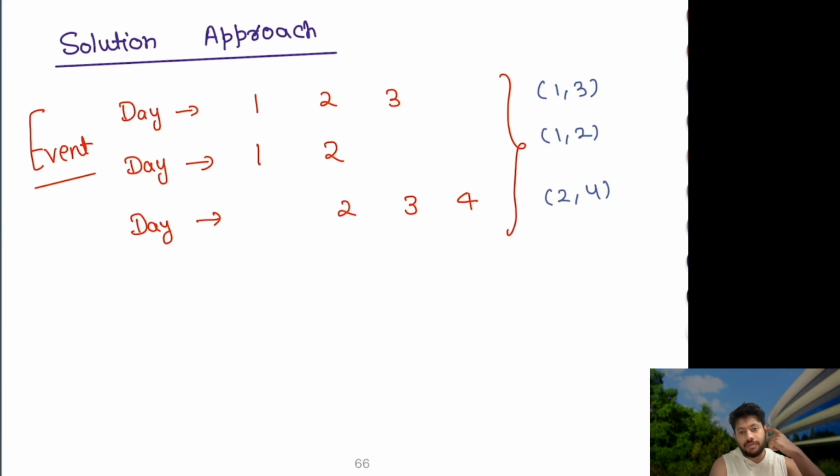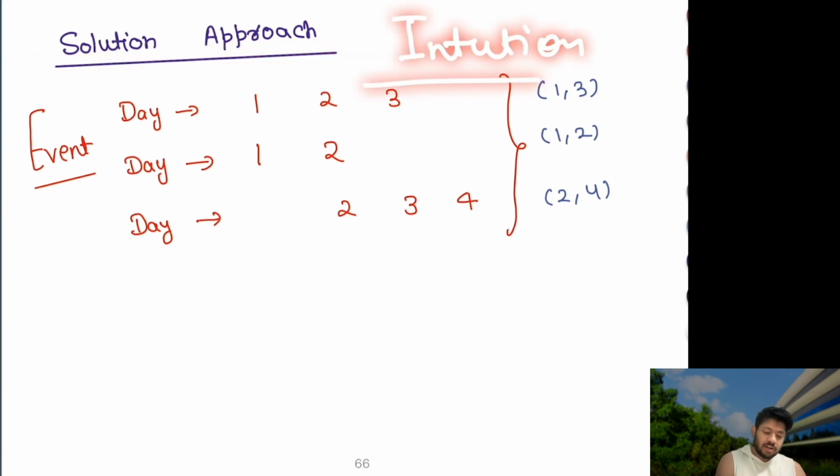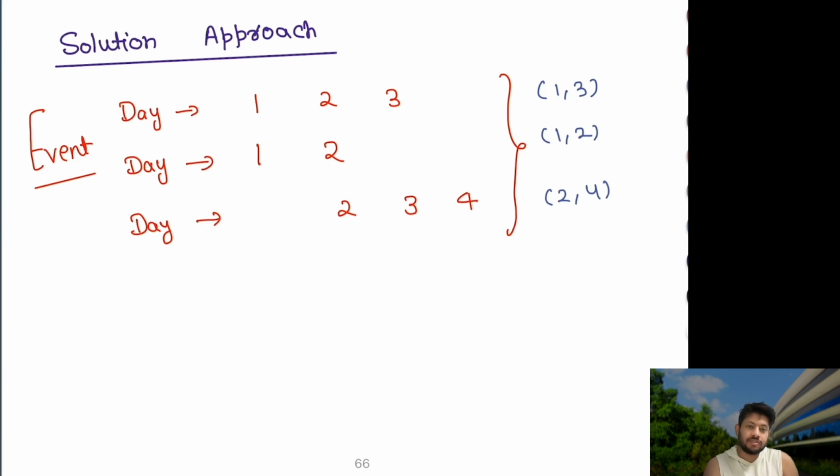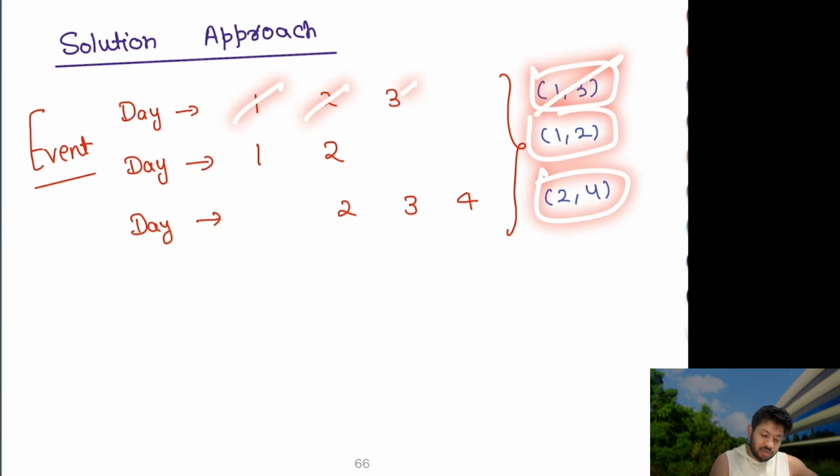Let us first understand how we can solve the question. What's the solution approach? What's the intuition behind this? That's very important, right? Now, I will ask a few questions and you will start building the intuition by yourself. Let us say there are 3 events, okay? The events are 1, 3, 1, 2 and 2, 4. That is, this one is happening on day 1, 2, 3. This one is happening on day 1, 2 and this one is happening on 2, 3, 4.